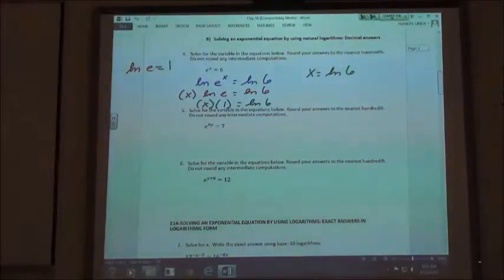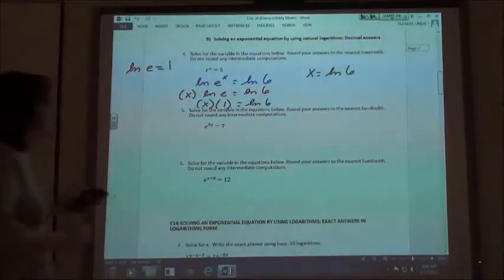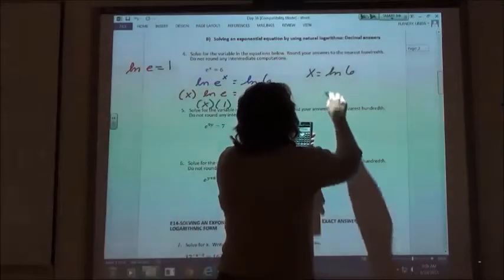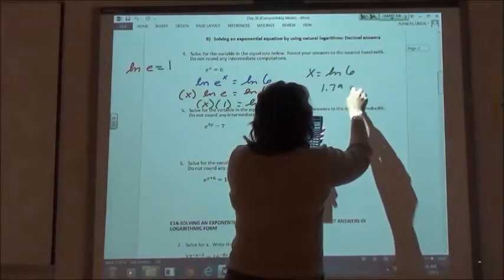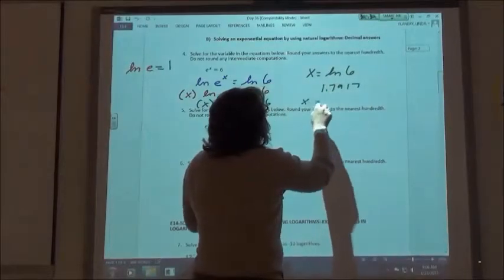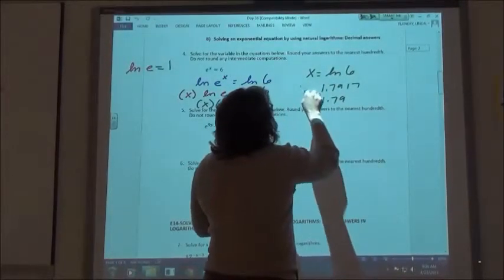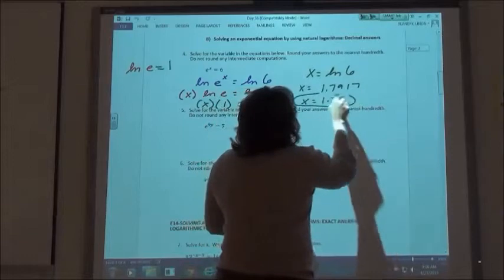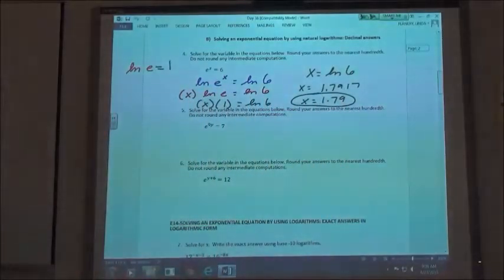Now it tells us that, again, when we solve for our variable, we want to round our answer to the nearest hundredth, which tells me I'm going to use my calculator and figure out what the natural log of 6 is. Now the natural log of 6 is easier to do. You just have to put natural log and put the 6 behind it. So if you do natural log of 6, what do you get on your calculator? 1.7917, which rounds off to 1.79, because we're rounding to the nearest hundredth. So 1.79 would then be our answer.